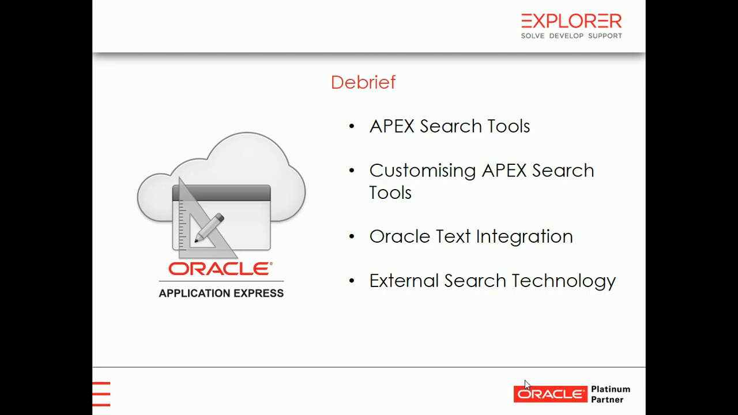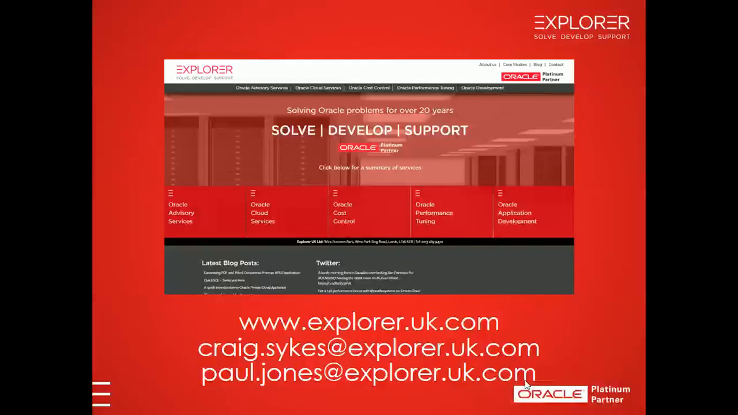Hi, okay, so what have we seen today? We've seen the native elements that we've got available within Apex, and we've seen how we can customize some of those native elements in order to make searching a bit better. We've seen how we can integrate with another Oracle technology, Oracle Text, in order to introduce fuzzy matching to our search results. And we've seen how there's an external search technology out there which, using the Apex Web Service, we can integrate with really quickly in order to make our search even faster and easily customizable.